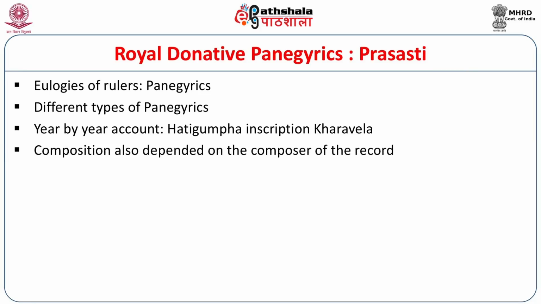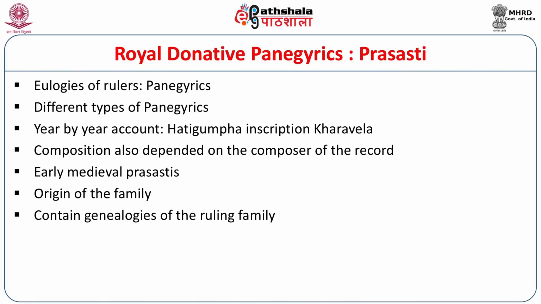The composition also depended on the composer of the record. When you look at the early medieval prashastis, you often find a kind of format generating, and here you get the origin of the family, the origin myth of the family, and then you also get the genealogies of the ruling family. So you find a particular kind of format evolving for the eulogies, wherein you also get the reference to the name of the composer of the prashasti.